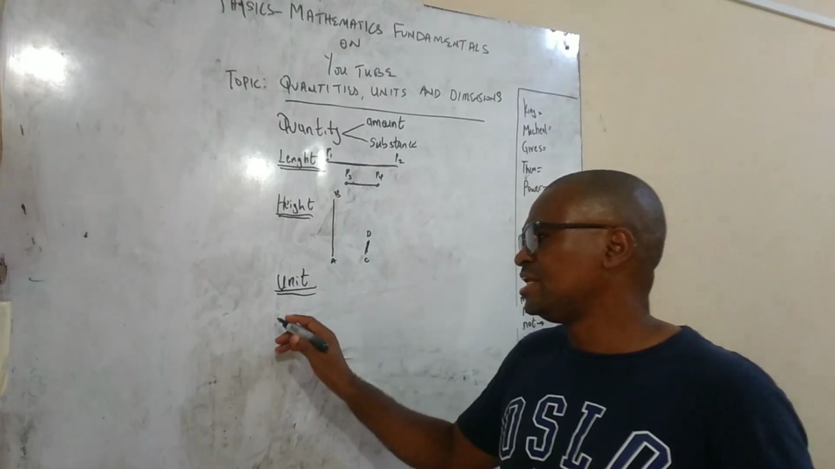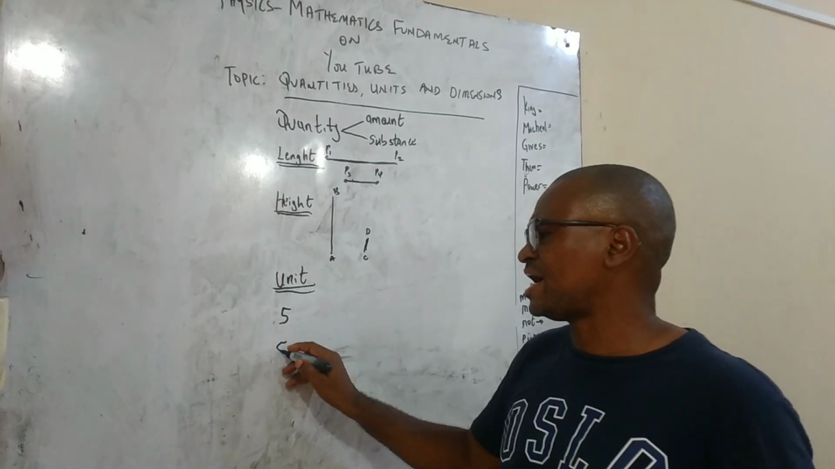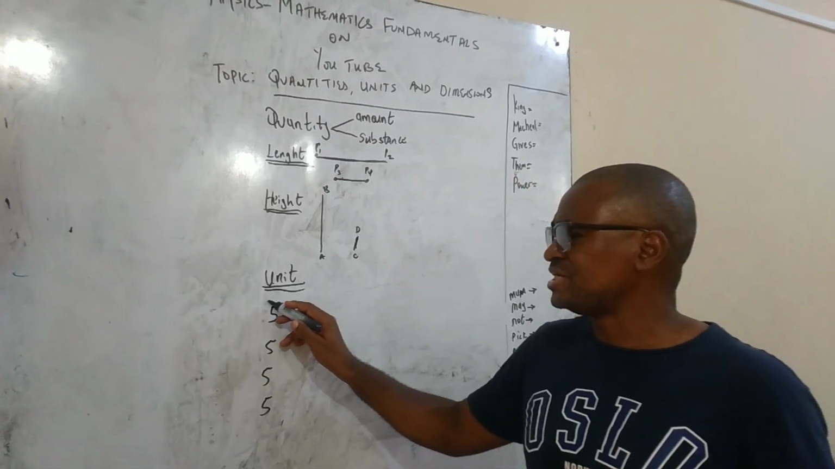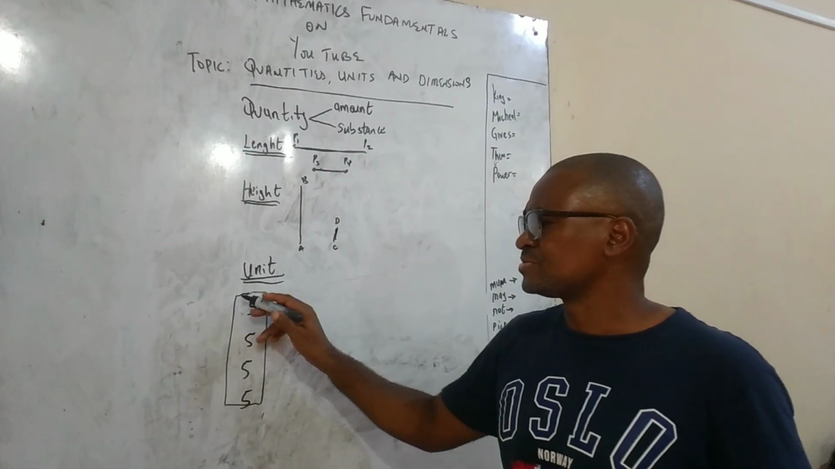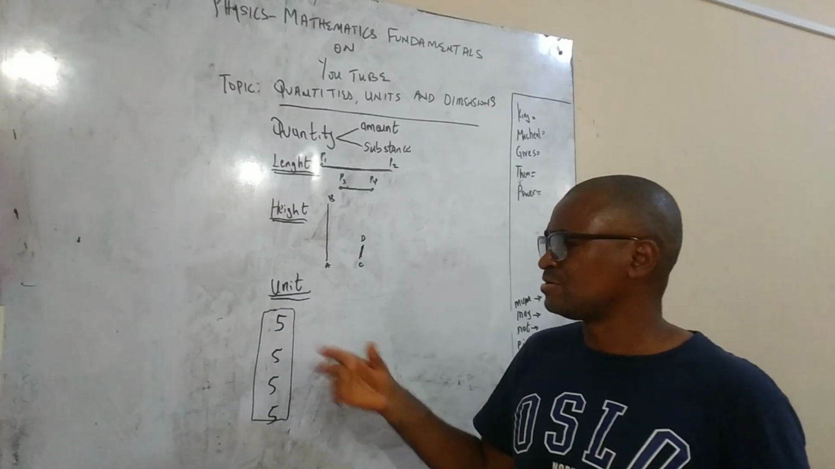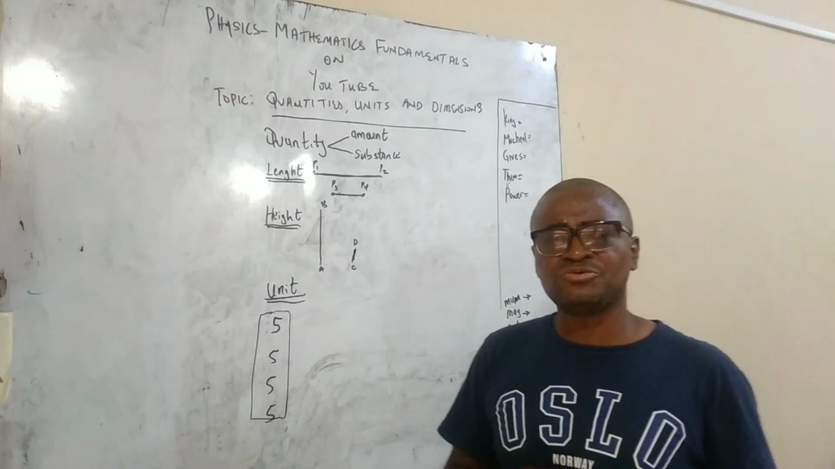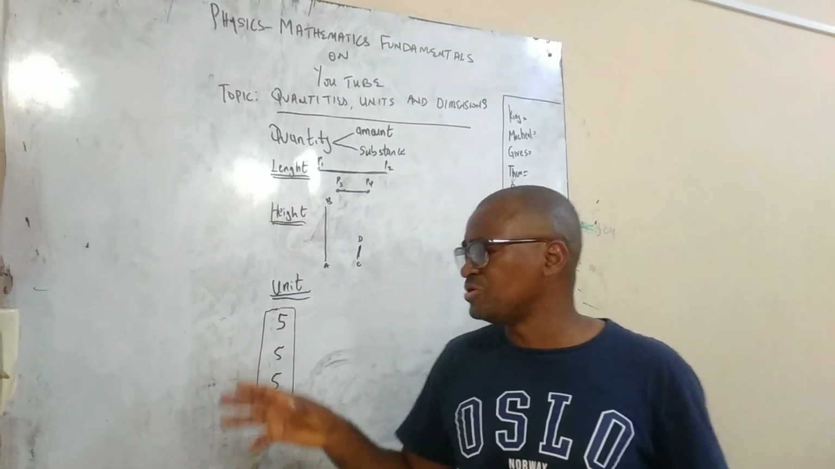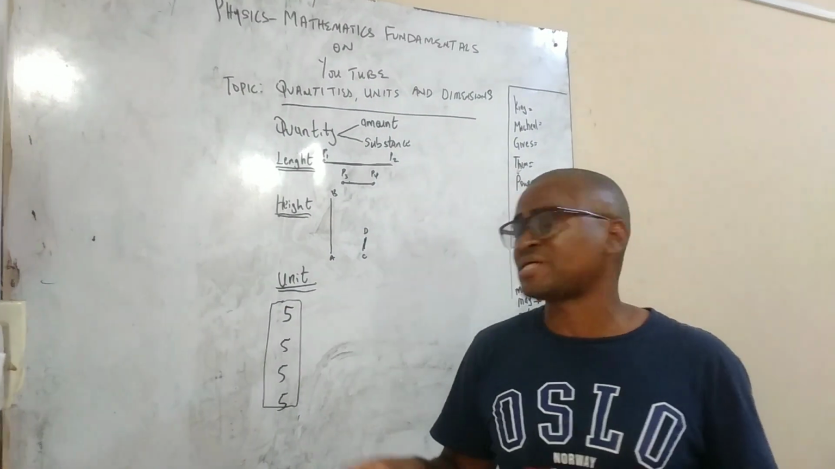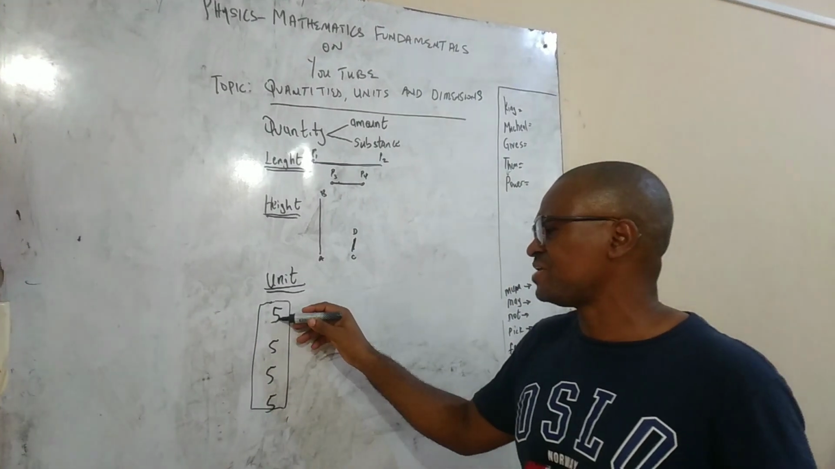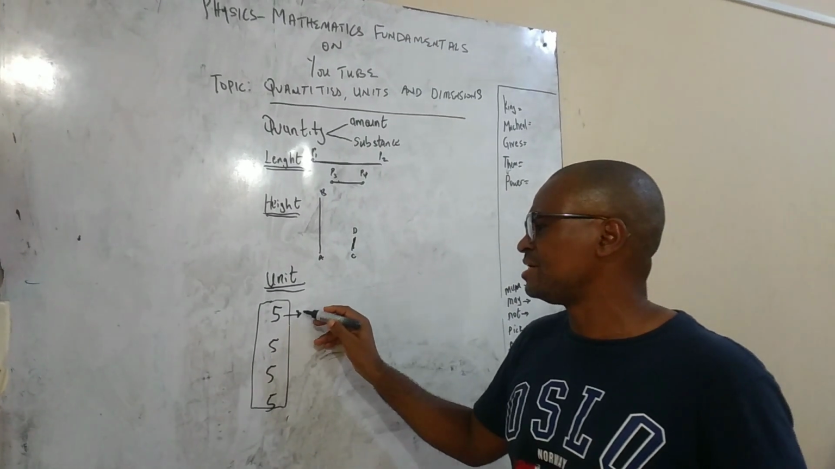Like for instance, let me say I have 5, 5, 5, 5. This particular 5 is a numerical value telling us the amount of quantity. Now, if I pick one 5, and I ask you which of the 5 I have picked, there is no way you will know which of the 5 I picked except I put what is called units. Like for instance, this first 5 here, I can take it as 5 meter.